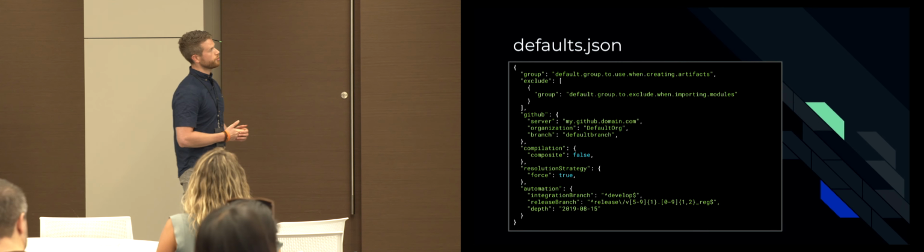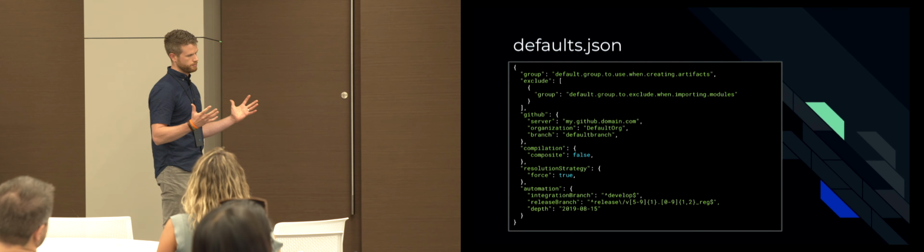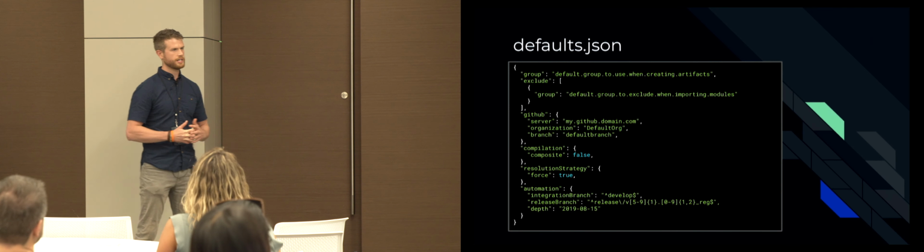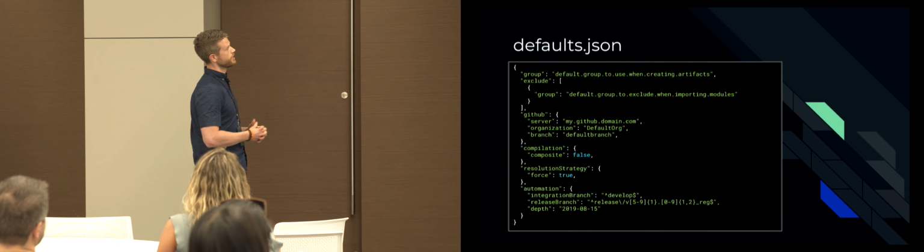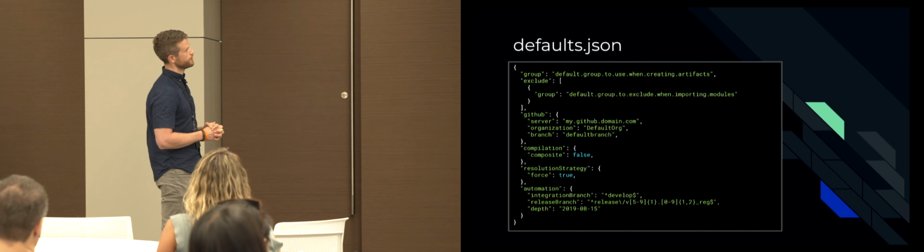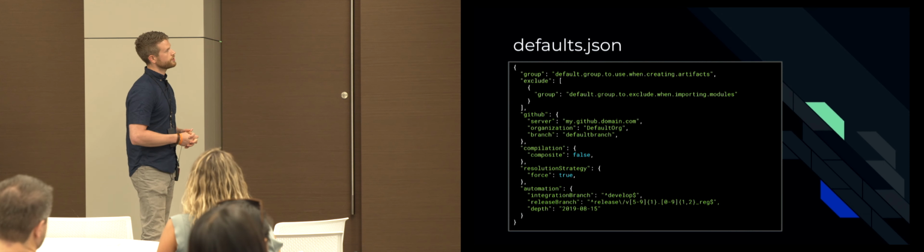At the top there, we've got a group, and we create Maven artifacts, so they use that Maven GAV, which is group artifact version. The group will specify the group ID. So here it's the default group to use when creating artifacts. And then we've got an exclude block.